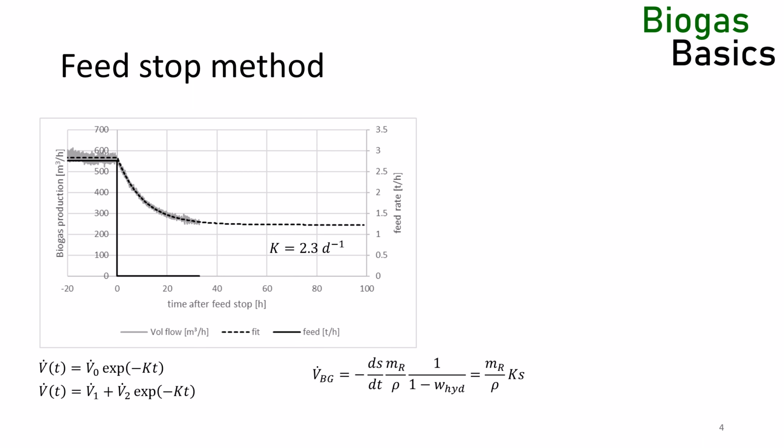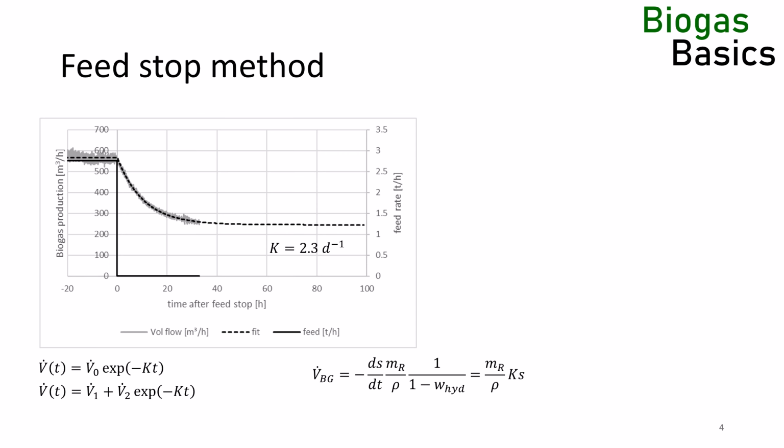It becomes clearer when we visualize the formula for the biogas production. The biogas production in cubic meter per hour is the negative rate of change of the substrate concentration, ds over dt, times the mass of digestate in the reactor divided by the density of biogas, to convert from kilogram substrate to cubic meter biogas, multiplied with the stoichiometric factor, 1 divided by 1 minus the water demand of the hydrolysis.